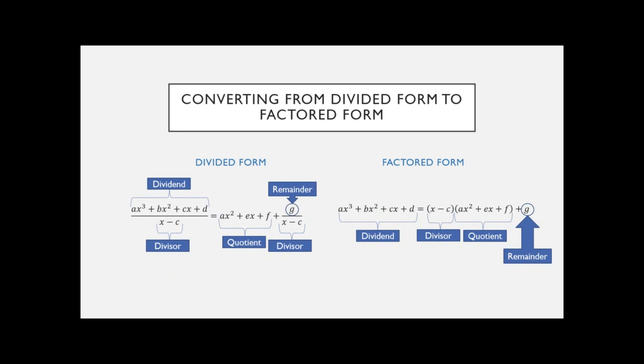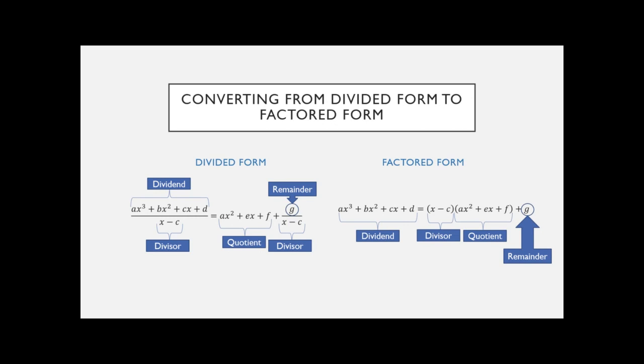Now, there's a lot of vocabulary that you need to know with these things. When we do long division or synthetic division, we get what's on the left, divided form. Whatever is on the top of a fraction, what you want to divide into, is called the dividend. What you're dividing by, which is on the bottom, is called the divisor. The part in our answer that has no remainder, that is not a fraction, is called the quotient. And then we have the remainder over the divisor.